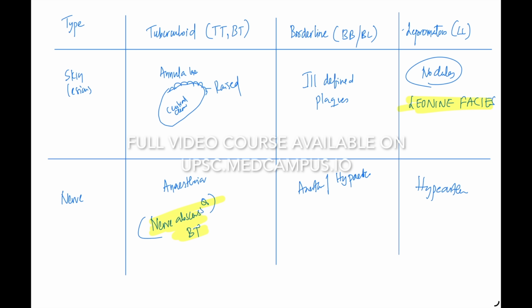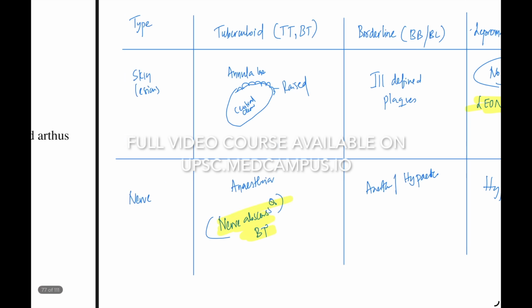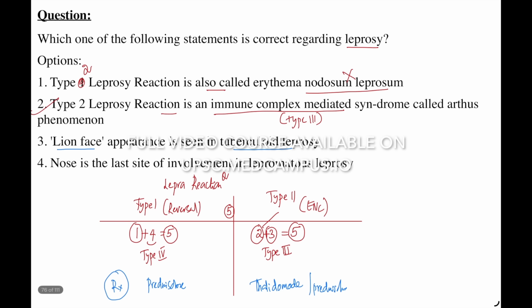Okay, this much is enough. So this is coming back to the question. Lion face appearance is seen in tuberculoid leprosy. No, I don't agree, because that is classical of lepromatous leprosy. Nose is the last site of involvement in lepromatous leprosy.